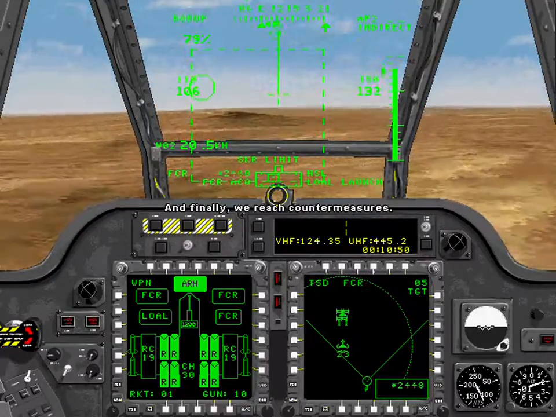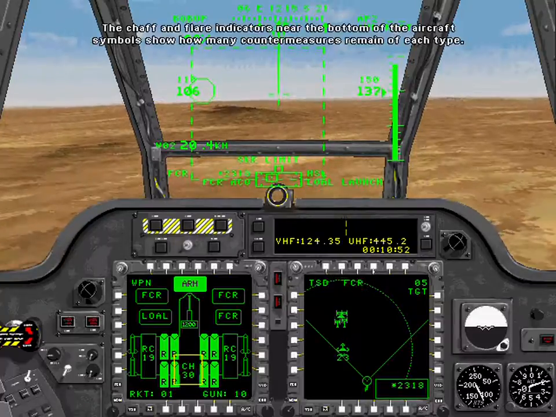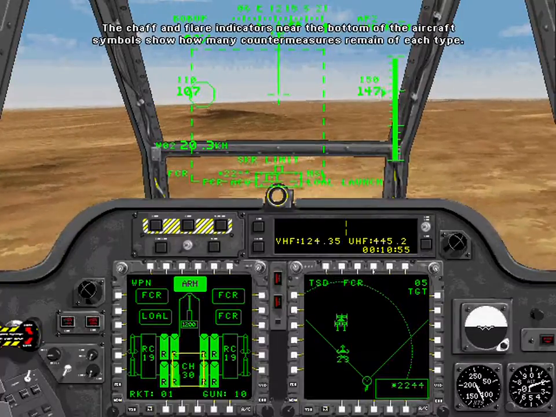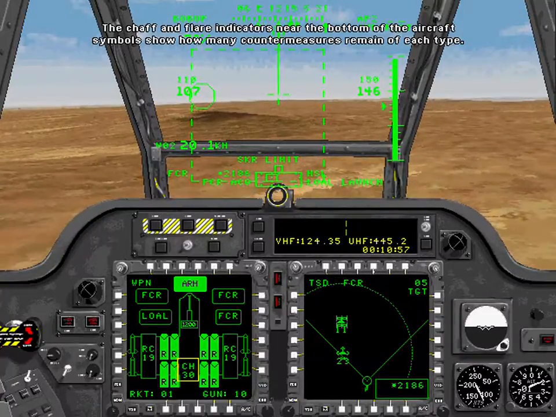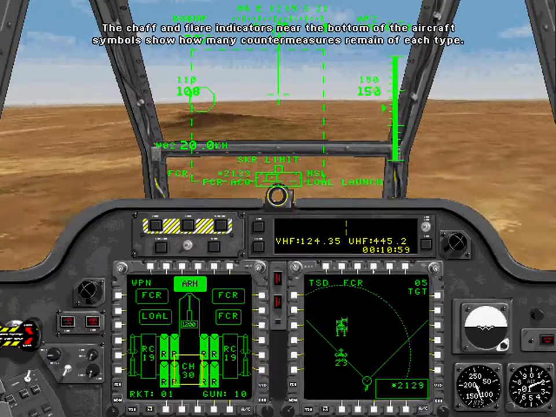And finally, we reach countermeasures. The chaff and flare indicators near the bottom of the aircraft symbol show how many countermeasures remain of each type.